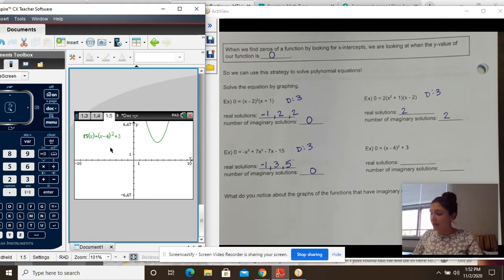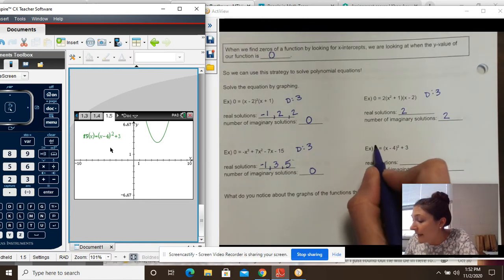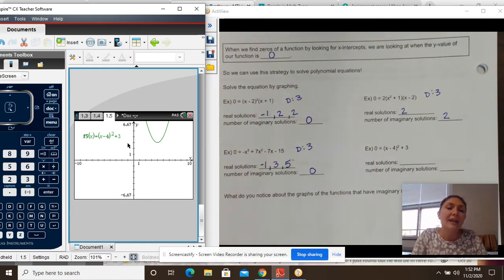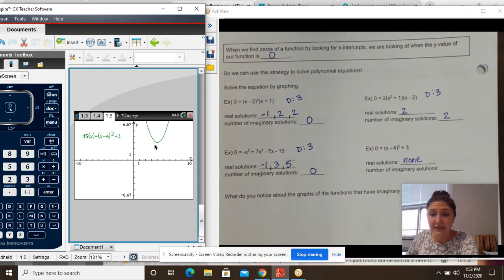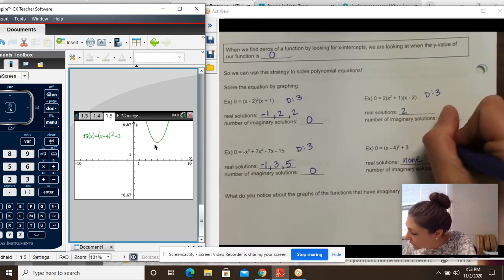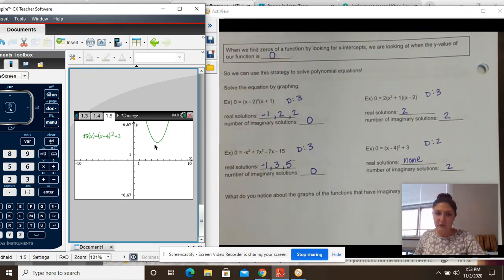Then let's take a look at our last graph. X minus 4 squared plus 3. We've got a great example of vertex form here. Now remember what we're looking for, those x-intercepts, okay? I'm looking for when that y value is 0. This guy doesn't have any x-intercepts. It's a parabola whose vertex is above the x-axis and it's opening up, so it's going to continue up forever, but it's never going to touch the x-axis. So I have no real solutions. That means since my degree is 2, I would have to have 2 imaginary solutions.